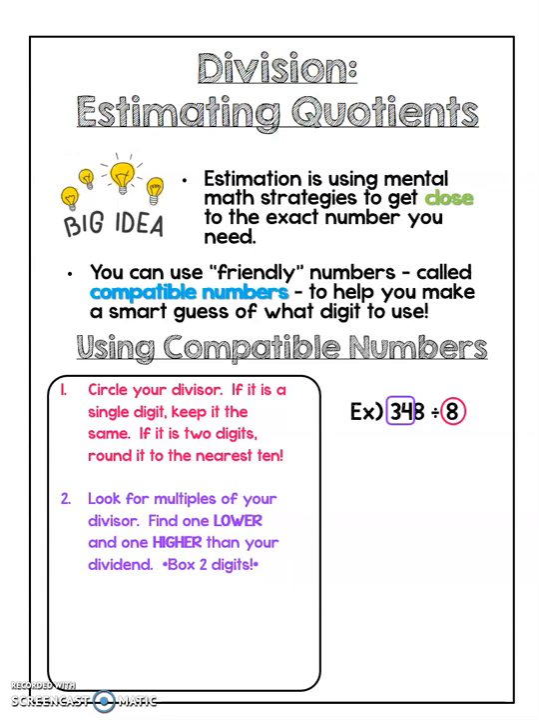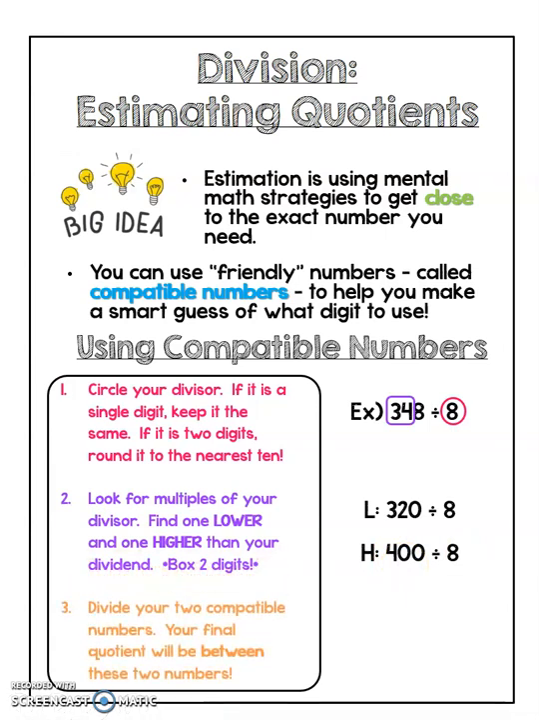Since this is a three-digit number, I will need my estimate to be 3 digits. So that means my lower compatible number would be 320 divided by 8, and my higher compatible number estimate would be 400 divided by 8. And I can see that that multiple of 32 and the multiple of 40 are hidden right there inside my three-digit number. Finally, we need to divide these two problems, and this we can do using mental math. This is going to help us because our actual answer is going to be in between the two numbers that we get. So let's look back at those basic facts again.